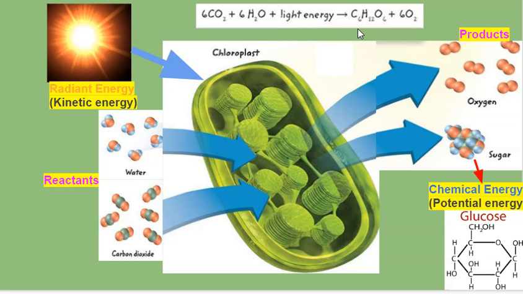And the way you remember that, does that look like a chemical to you? It is. Glucose, the simplest sugar. It's a chemical. So, radiant energy right here being converted to chemical energy right here. Right? Radiant to chemical.